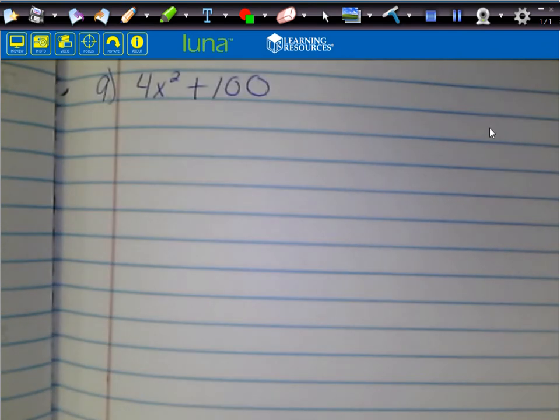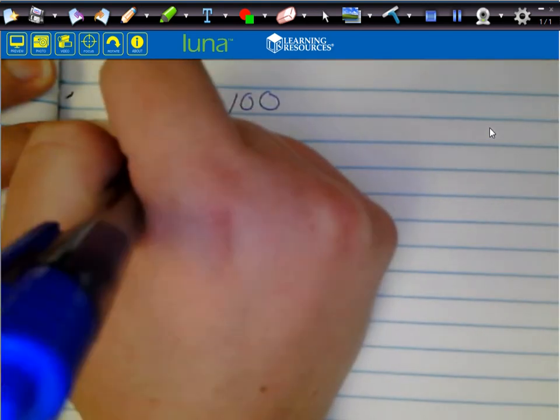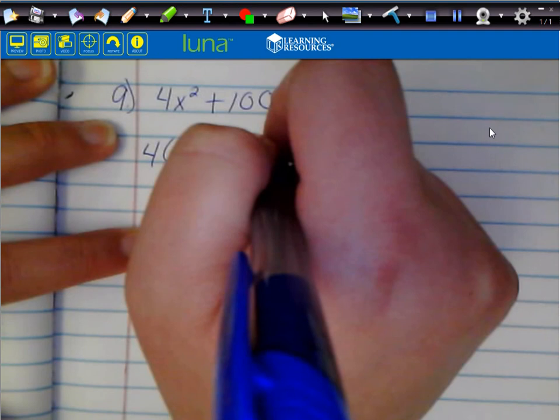Alright, go ahead and write down number 9. We have 4x squared plus 100. Okay. Now I know some of you are looking at it and saying, oh, it's got a plus sign, we can't do anything, so let's write prime. We can't do that because remember I said we always have to look for a GCF first. So if I look at 4 and 100 on my factor sheet, I find out that they have a 4 in common. So I have to take out the GCF of 4 first.